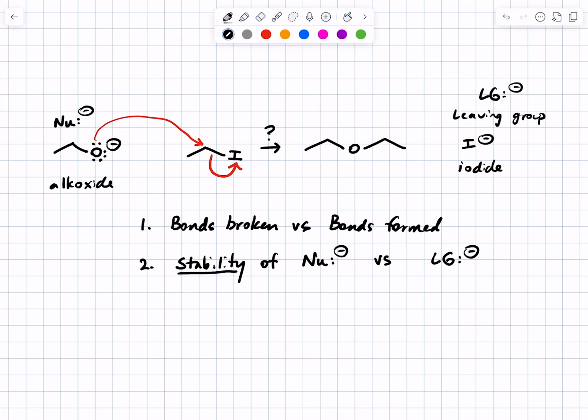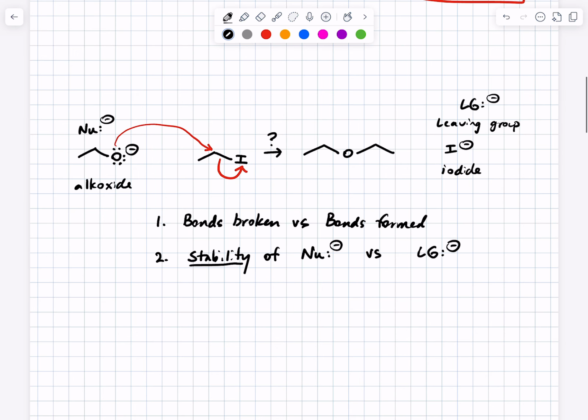How stable is that nucleophile versus the leaving group? You could imagine that if the leaving group is more stable than the attacking nucleophile, the reaction would be favorable, because by going from starting material to products, you're going downhill in energy. But you could imagine that if the leaving group isn't more stable than the nucleophile, maybe the reaction wouldn't be favorable. Does that make sense? So if it gets more stable, it's more favorable? Yeah, if it gets more stable, it's more favorable.